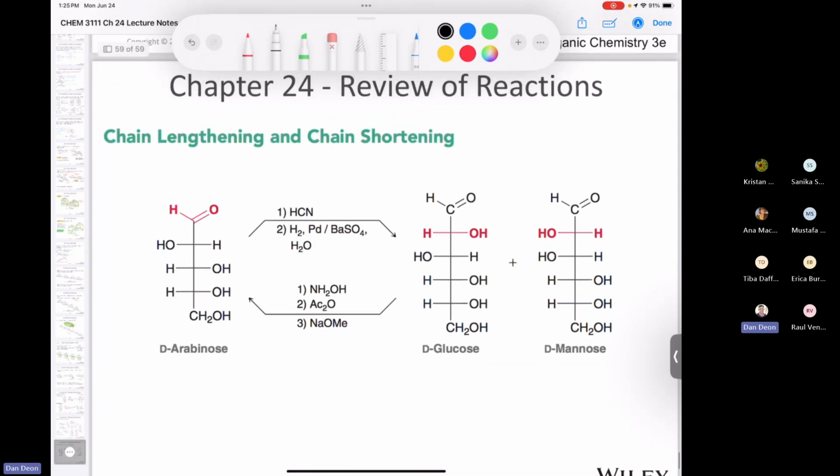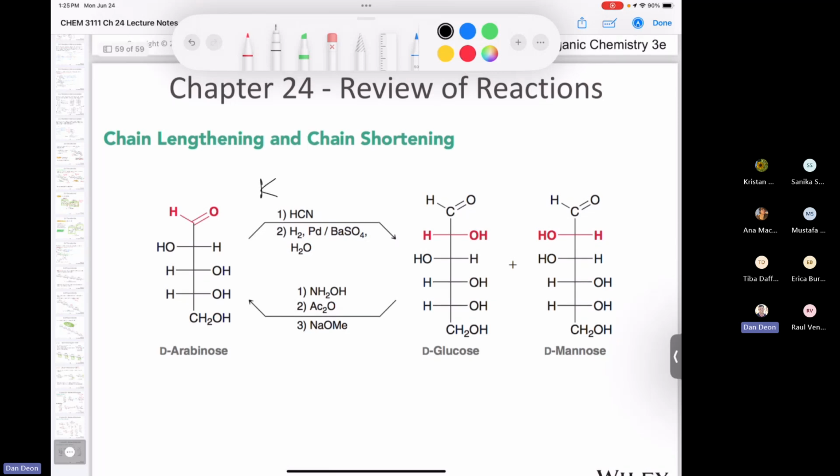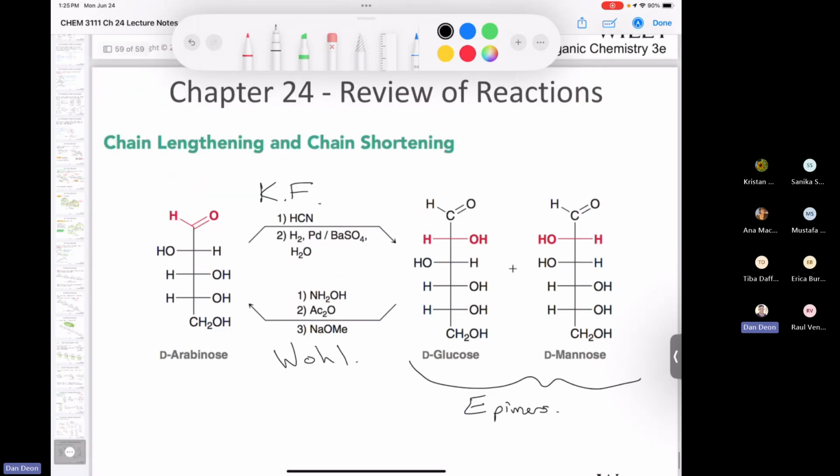Then we talked about the Kiliani-Fischer synthesis for chain lengthening. So this is Kiliani-Fischer at the top, and then we talked about the Wohl degradation, which is where you break the sugar down, removing one carbon. We talked about diastereomers like glucose and mannose that only differ at one chiral carbon, and so we say they are epimers of each other, and that covers all of the material in the chapter.